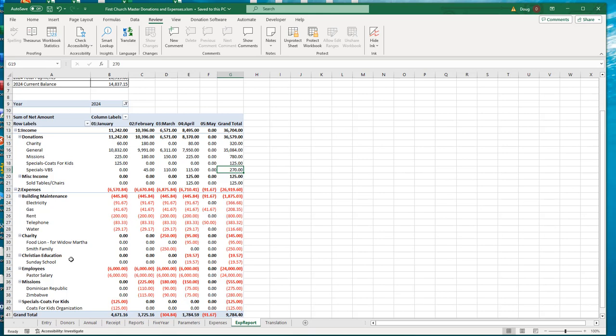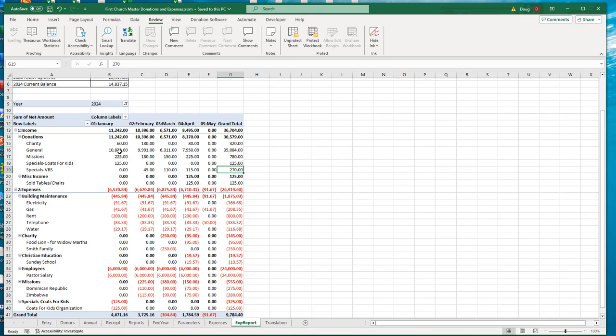So Sunday school supplies. We have salaries. So we do that under category employees, and then each of the different salaries that we pay out. It's that kind of an idea where you can break it down. But basically, everything that's not charity, missions, or specials, all of those expenses are going to be general expenses. Okay, I just want to kind of walk our way through that high-level discussion of that part of it.